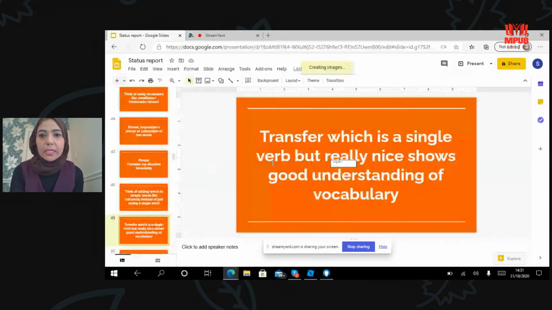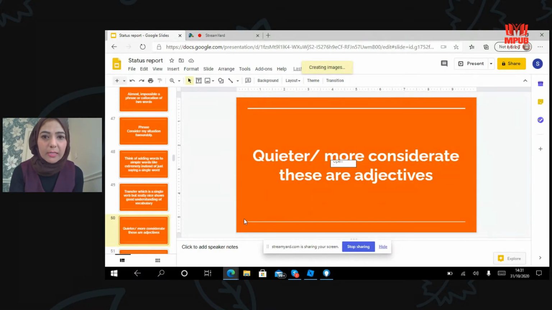And then I use transfer, which is a single verb, but a really nice way which shows good understanding of vocabulary. So although it's a single word, transfer, and it's a verb, it shows a good understanding of vocabulary, because it's a synonym for change as well. So I could have said change my accommodation, but transfer is a better word to use.